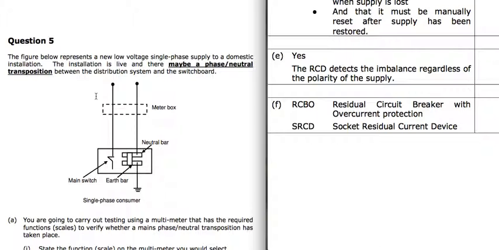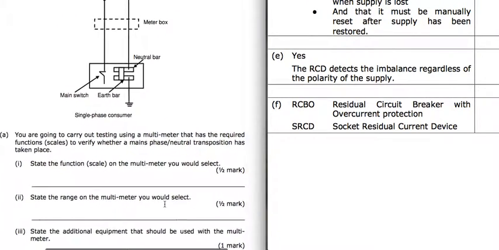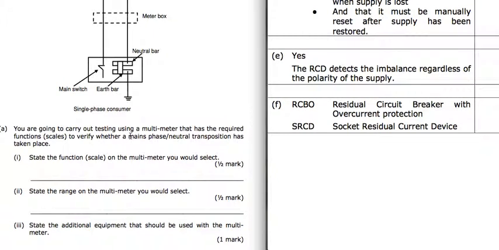We've got a new low voltage single phase supply to a domestic installation. There may be a phase neutral transposition between the distribution board and the switchboard. So the phase and neutral may have been transposed. We're going to carry out a test using a multimeter to see if we've got a transposition. State the function of the multimeter you would select.